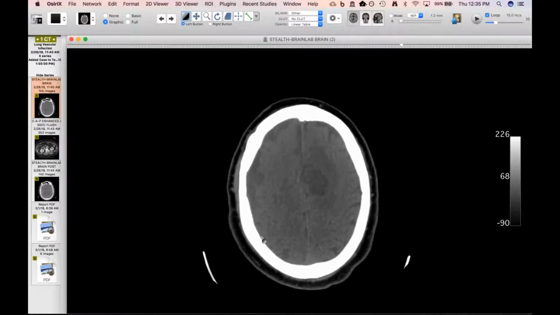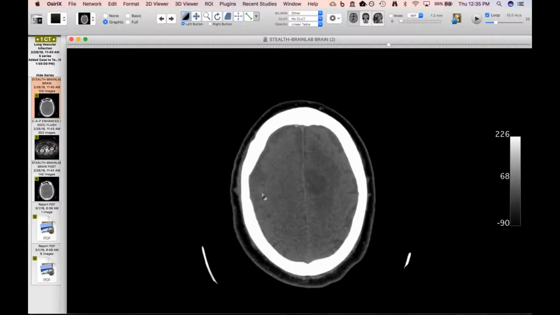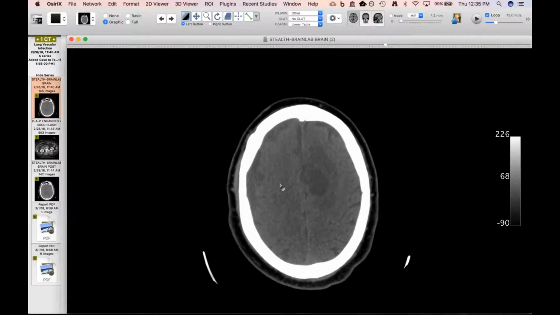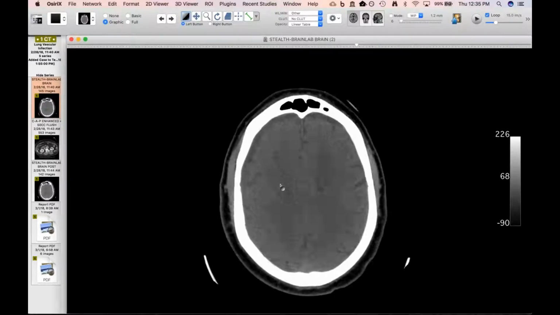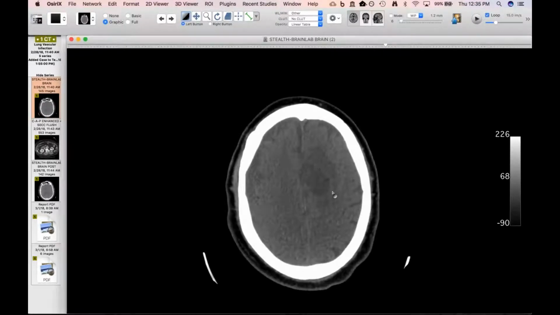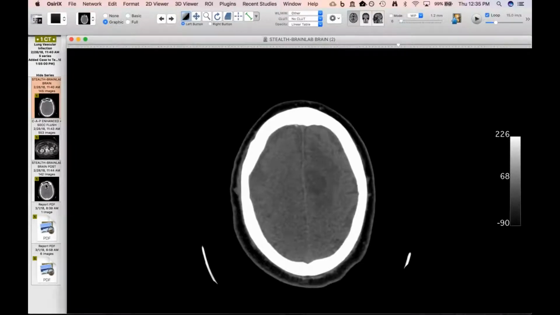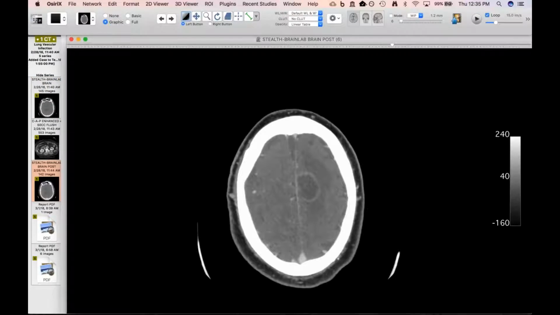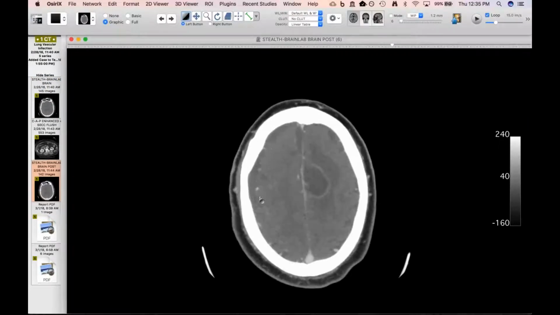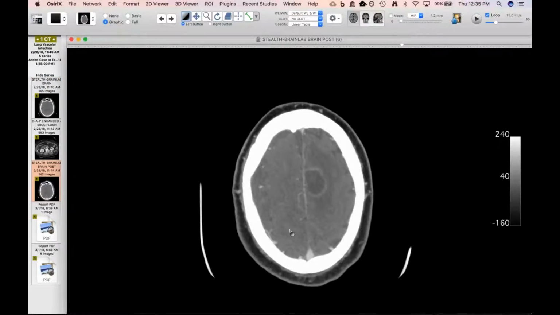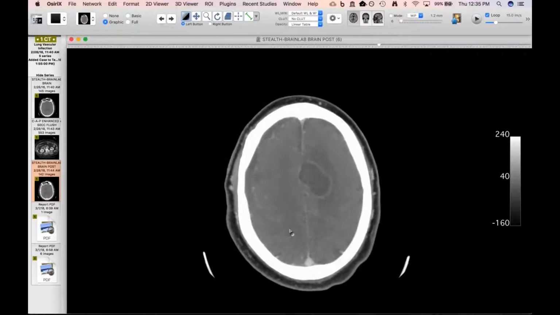This was the repeat one here. And you can see on the right, there's a subdural fluid collection. You can see how the gyri are displaced inward. And then on the left, he has this low attenuation lesion with some surrounding vasogenic edema. And you can see how the cortical veins are displaced by the fluid there on the right.